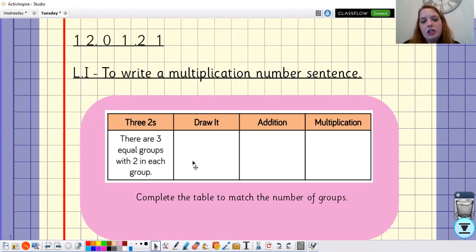So the first thing you need to do is you need to draw a picture to show these groups. Once you've drawn your picture, you need to write an addition number sentence. Something, add something, add something. Remember to write the total. Once you've done that, then have a go at writing a multiplication number sentence. Remember, it's how many groups with our multiplication symbol, which means groups of, and then it's how many in each group. So for example, 2 groups of 1 equals 2. Remember to add the total there as well.